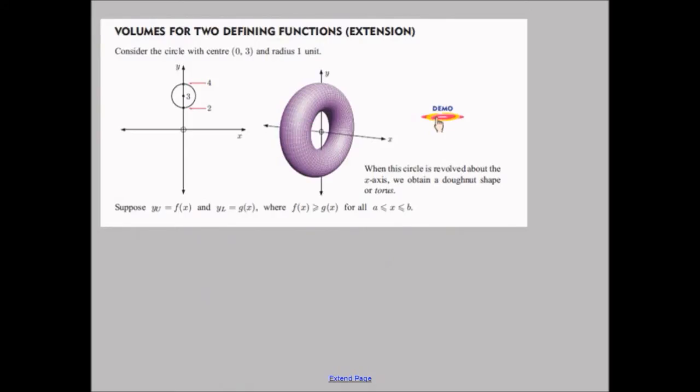All right, the last little piece of information that we need to talk about is volumes for two defining functions. In other words, we're going to have an upper function and a lower function. As you can see from this diagram, when we rotate both of those functions about the x-axis, our 3D object becomes something with a hole in the middle, something like a donut. So we're going to need to define which function is upper and which function is lower.